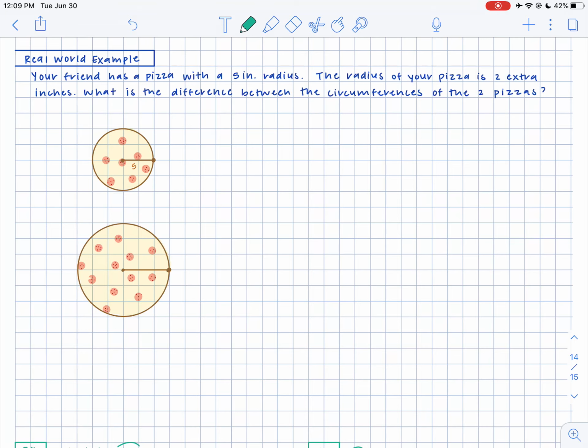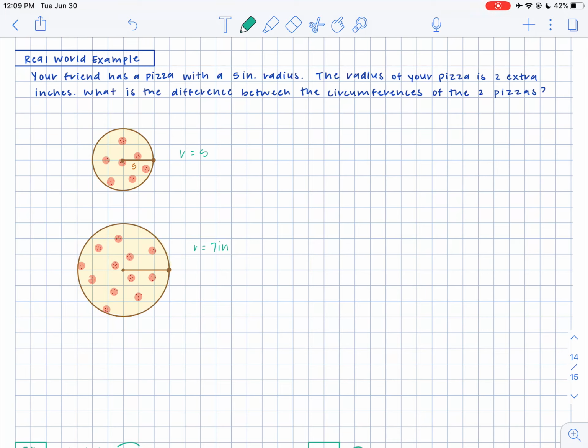Let's look at a real-world example. Your friend has a pizza with a 5-inch radius. The radius of your pizza is 2 extra inches. What is the difference between the circumferences of the two pizzas? So your friend's pizza, 5-inch radius, is probably this one because it's smaller. And the radius of your pizza is 2 extra inches.